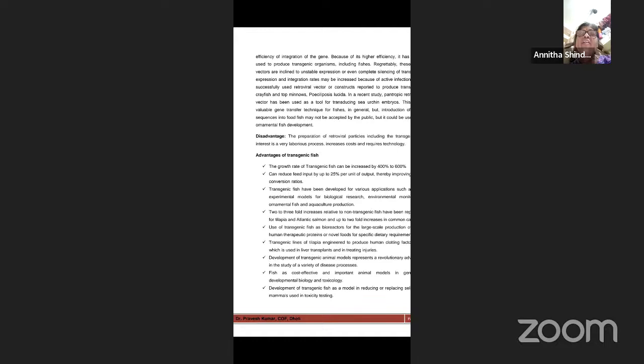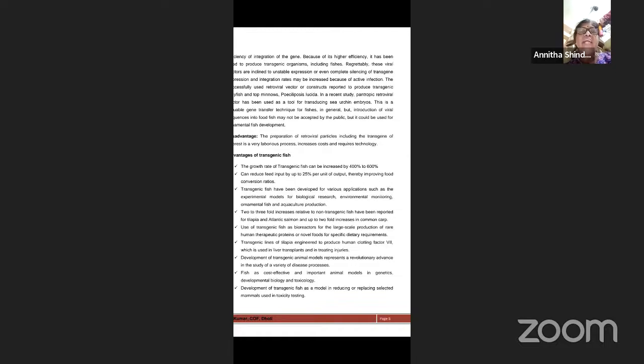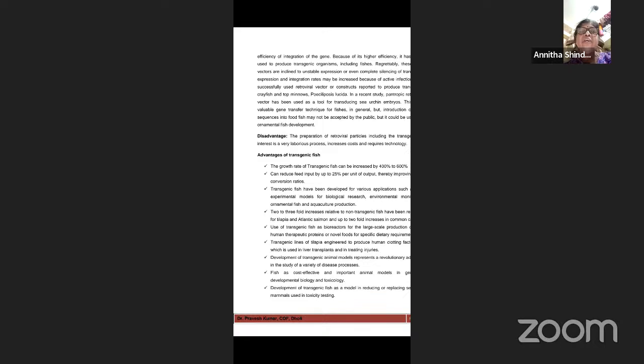Now these viral vectors are inclined to unstable expression or even complete silencing of the transgene expression and integration.